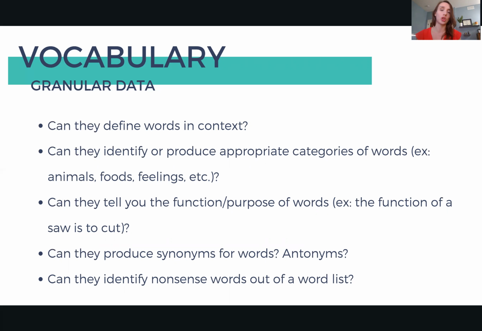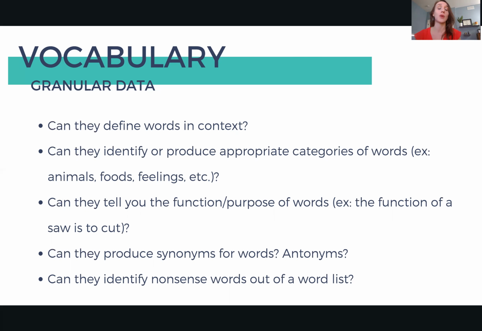So for example, if we were trying to define the word saw, we might actually have 2 meanings for this one. But if we were going to define that a saw is a tool category that we use to cut, that's its function. Can they do that? Can they give you that deeper level of meaning? Can they produce synonyms for words? Can they produce antonyms? Can they identify nonsense words out of a list? This is critical for reading comprehension and for writing.